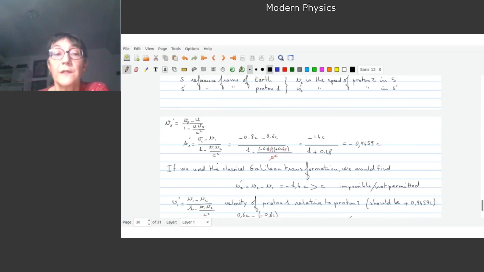If you had used the classical Galilean transformation, what would you find? You would not have this term here, and you would find a relative velocity of 1.4 c. I said it was bigger, but that's obviously not true because of the minus sign. But you should have a relative velocity of 1.4 c.